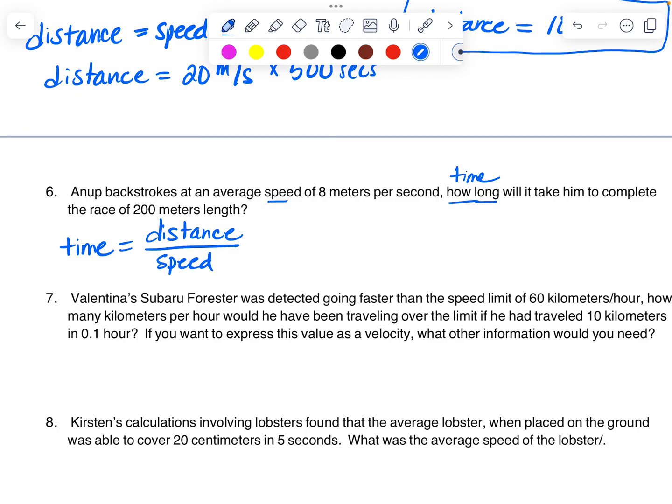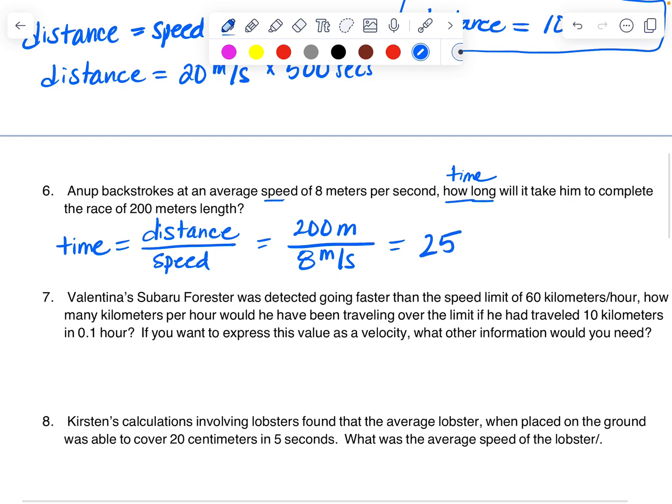Okay. So this one, the distance is 200 meters. Our speed is 8 meters per second. So when you divide that out, you get 25 seconds. And there you go.